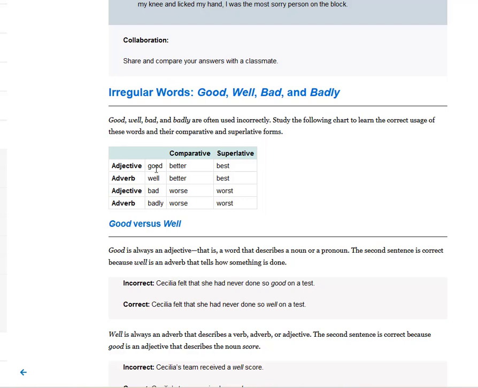You can't say gooder than or weller than or that sort of thing. So you have to follow these formats. And so that's why good, well, and bad are irregular, because you don't say goodest, wellest, baddest, and you don't say gooder, weller, badder. Okay?